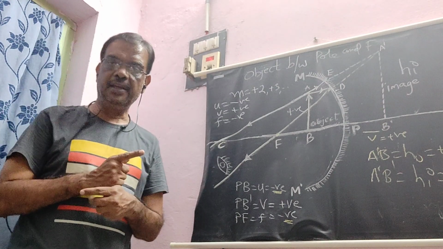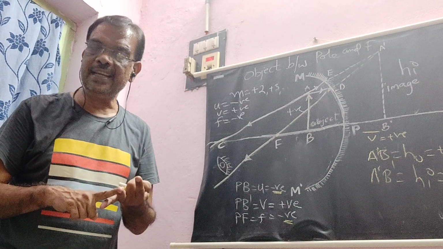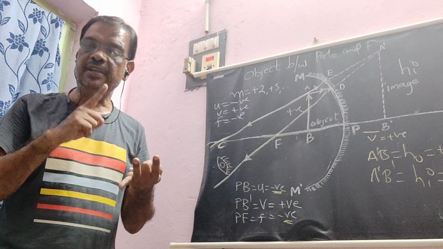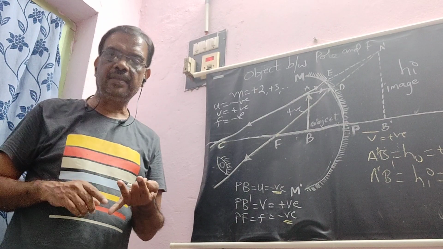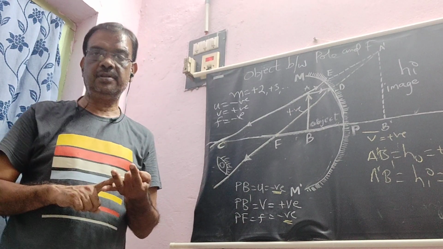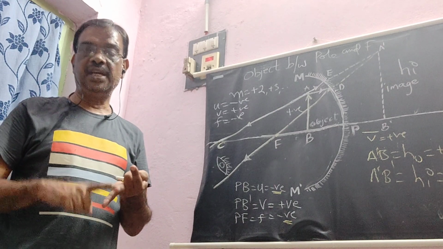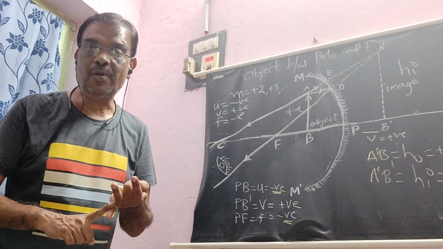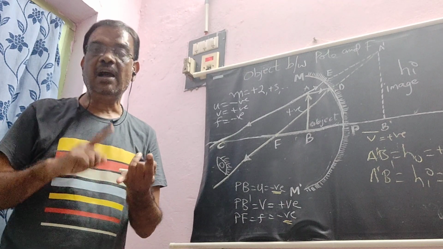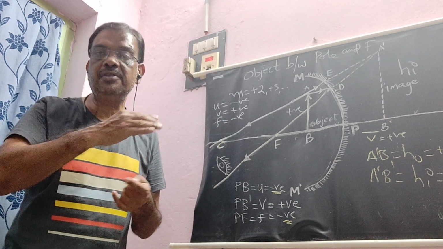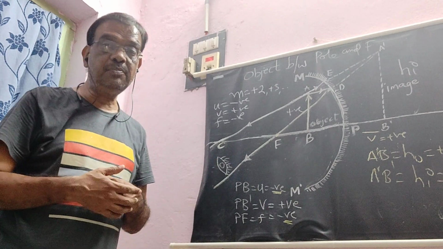What is different here? For a real inverted image, image distance is negative and height of the image is negative. Remaining all negative only. For a virtual erect image, height of the image is positive and image distance is positive. This is the difference we have. Why is image distance positive? Because the image lies behind the mirror. Why is height of the image positive?